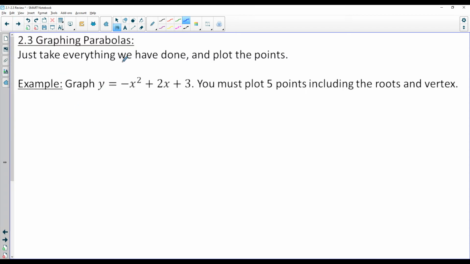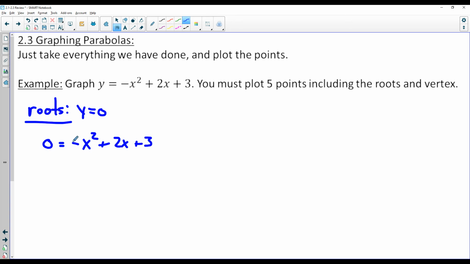So now, for graphing these things, we're going to do everything we've just done, except now we're just going to plot those points. So let's plot 5 points, including the roots and vertex. So let's do the roots first. Roots, again, is when y is equal to 0. So we're going to have 0 equals negative x squared plus 2x plus 3.